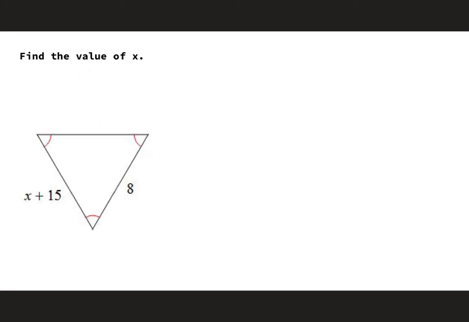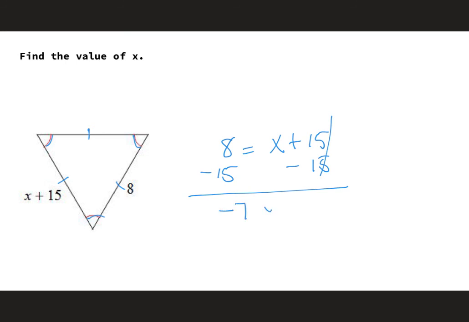Here we are told that all angles are congruent to each other. So this means this is an equiangular triangle. So all of the sides will also be congruent because it must be equilateral. So 8 has to equal x plus 15. And then I will subtract 15 on both sides to solve for x. So x equals -7.